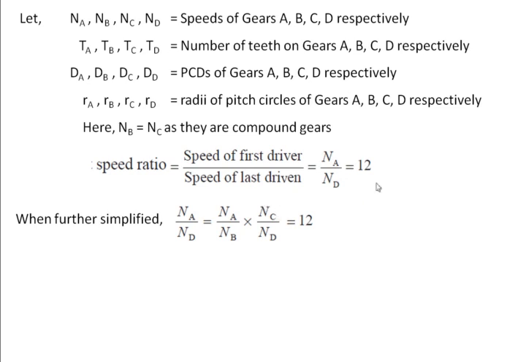We can split this NA divided by ND into these two ratios. And if we go back to the condition NB equal to NC, you can find that the relation is satisfied. Now we have to maintain a ratio of 12. We can go by two methods. Either we can consider both the ratios to be the same. It means that we have to take root 12 for this pair as well as root 12 for this pair, so that the product comes to be 12.